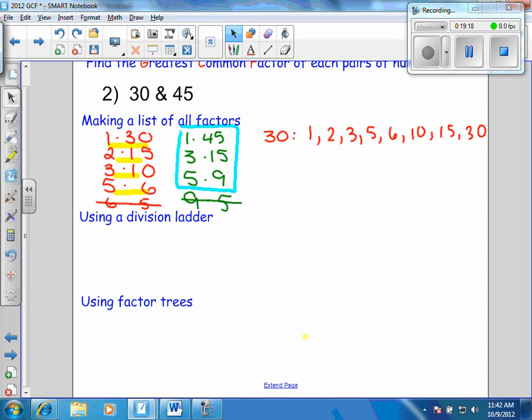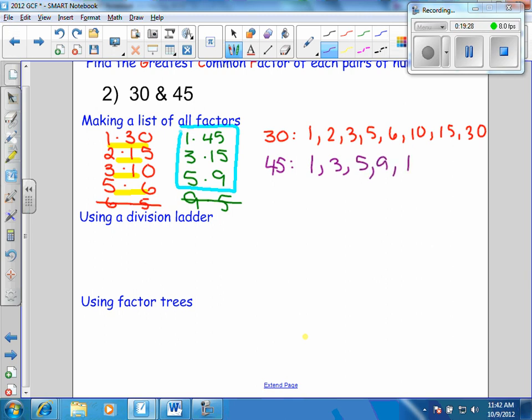So when we write them out, we have 1, 3, 5. What's the next one? 9, 15, and 45. Right? So now we look for the biggest one that's common to both. 1's in both, 3's in both, 5's in both. How about 9? How about 15? Yeah, 15. Yep, and that's the biggest number that's common to both.